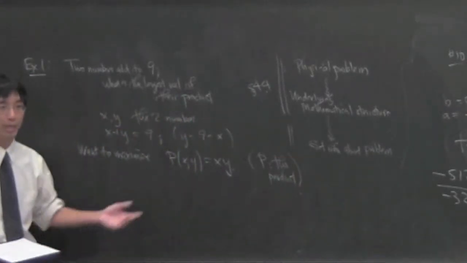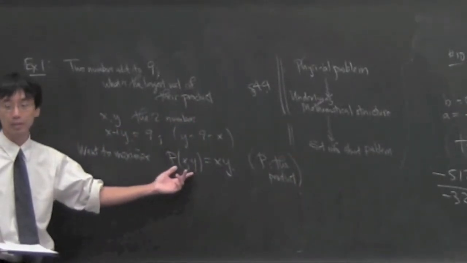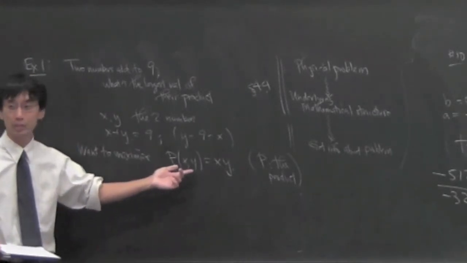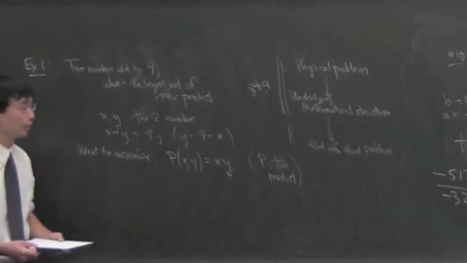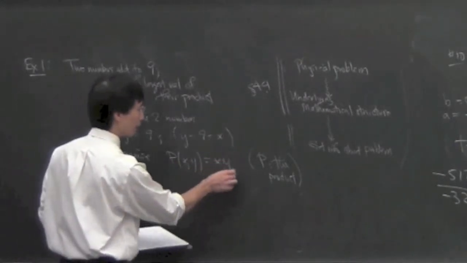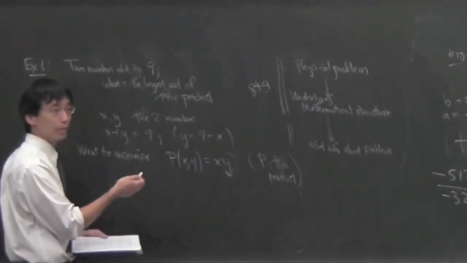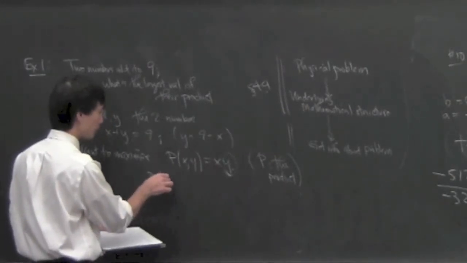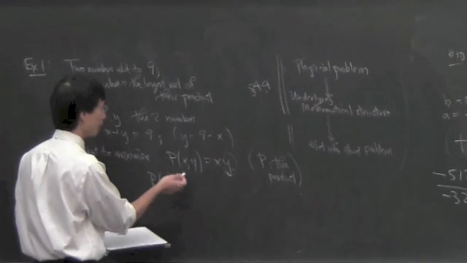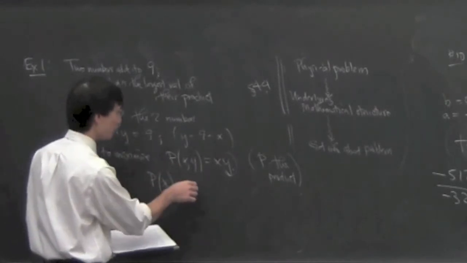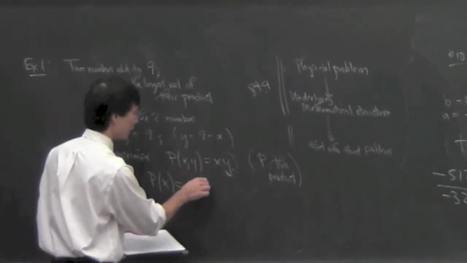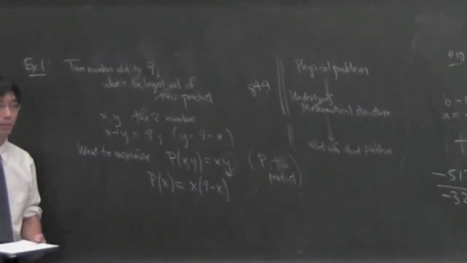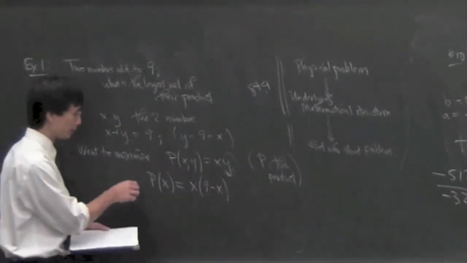We want to maximize that thing, right? But the first thing for us will be to express it as a function of one variable. Like what we did last time, we want to get rid of one of the variables. If we call the first guy x, then we can write this as x times 9 minus x. We did this last time, so this should be old hat.